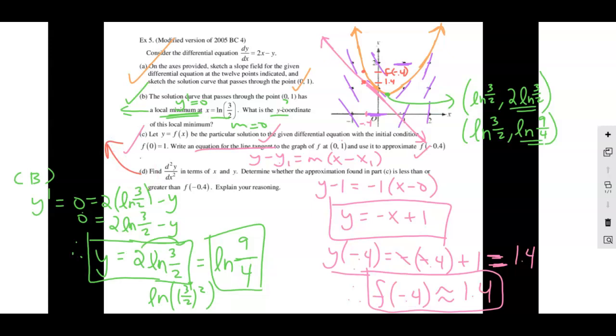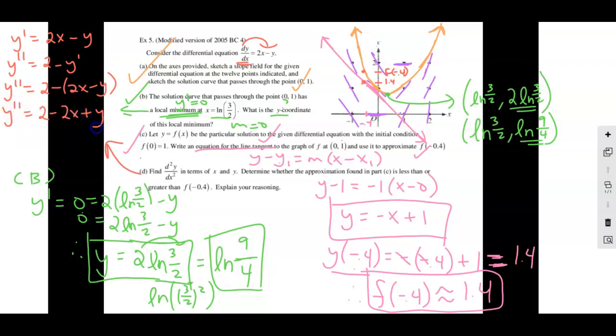Right? Let's find the second derivative. We know the first derivative is 2x minus y. Therefore, take the derivative again. The derivative of 2x is 2. And the derivative of y is y prime. But we don't want it to be in terms of y prime. So I'm going to go plug in, right? What is y prime equal to? 2x minus y. Distribute the negative, so we're going to end up getting this second derivative is 2 minus 2x plus y. So there's your equation.